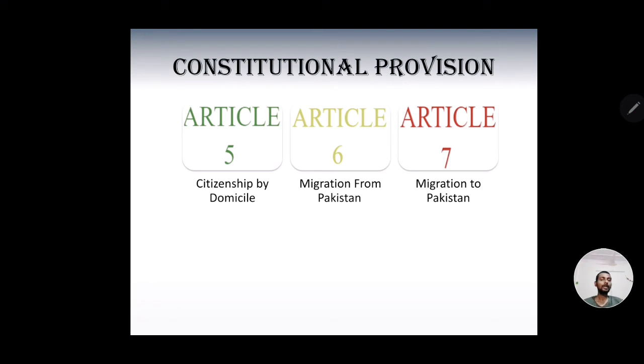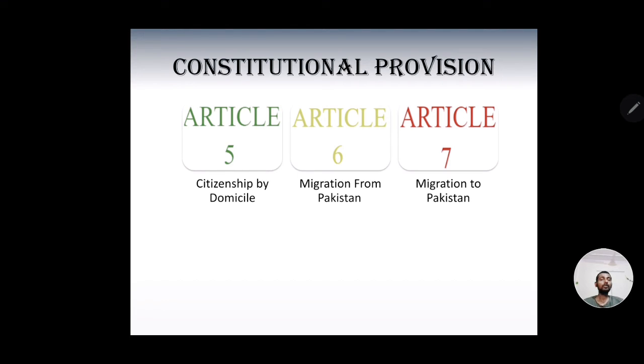Why were the permits being issued? Because there were huge scale riots going on. There was violence in the name of religion. Hindus were persecuted in Pakistan, Muslims were persecuted in India. So there was a huge exodus of people from Pakistan to India, and the government was rightly issuing permits to those people who wanted to migrate to India.